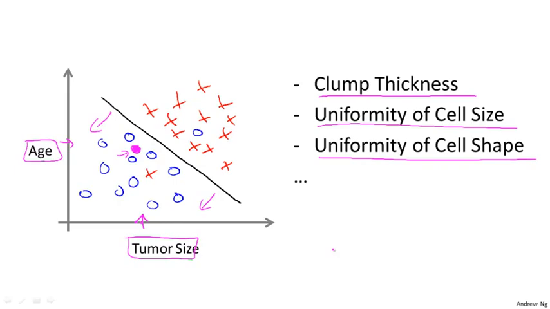So how do you deal with an infinite number of features? I mean, how do you even store an infinite number of things on a computer? Your computer's going to run out of memory. But it turns out that when we talk about an algorithm called the support vector machine, there'll be a neat mathematical trick that will allow a computer to deal with an infinite number of features.